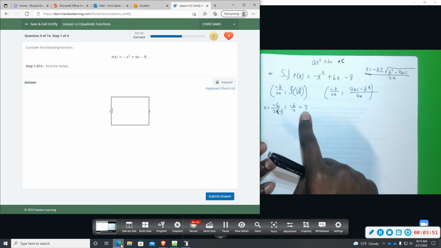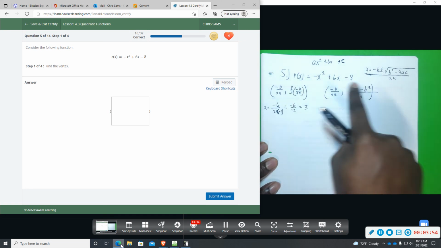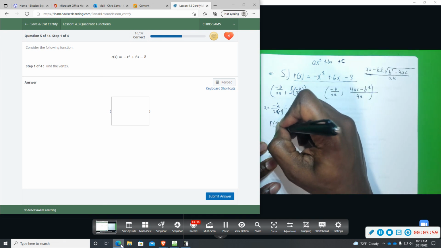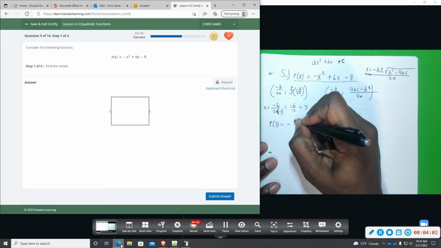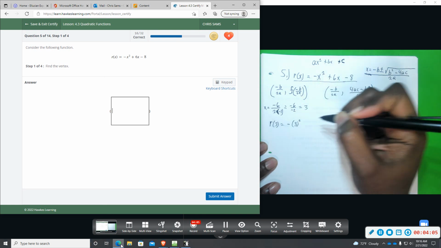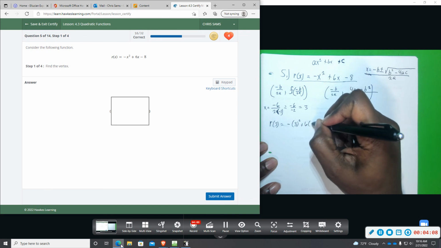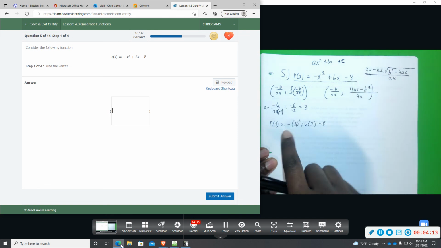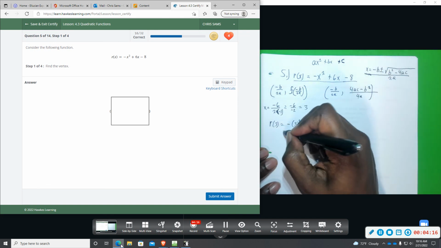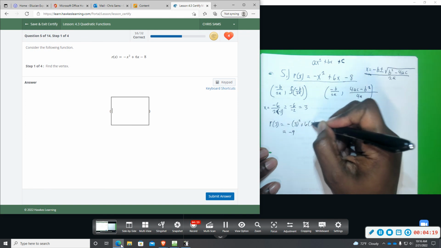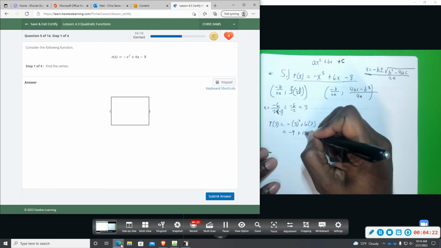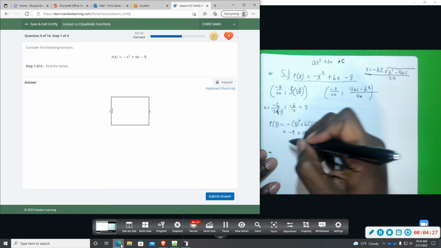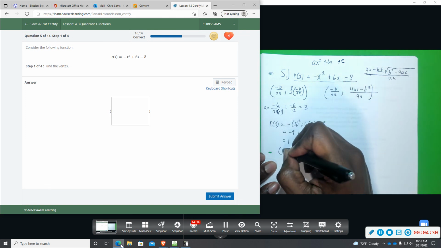All right, so now I'm going to take 3 and plug it into this equation. R of 3. I have a negative 3 squared plus 6 times 3, and then minus 8. And so we'll get a negative 9, and then 6 times 3 gives you 18, and then minus 8. 18 minus 9 minus 8, so we end up getting a 1. So we're looking at the vertex being 3, 1.